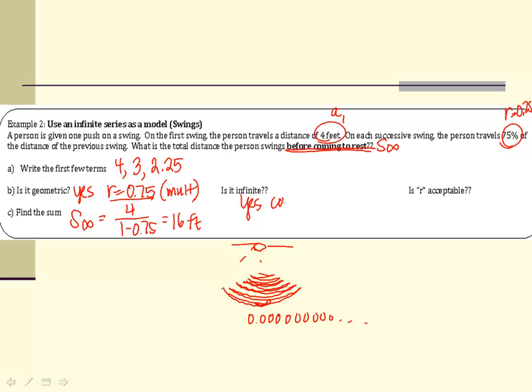You continually multiply by 0.75. Okay, so you continually keep going 75%. Now, is r acceptable? The answer is yes, because 0.75 is between -1 and 1. So keep that in mind. This is a tough thing to understand, and I'm going to try to point out why it actually works later as we go through, and in class, but this is the general idea.